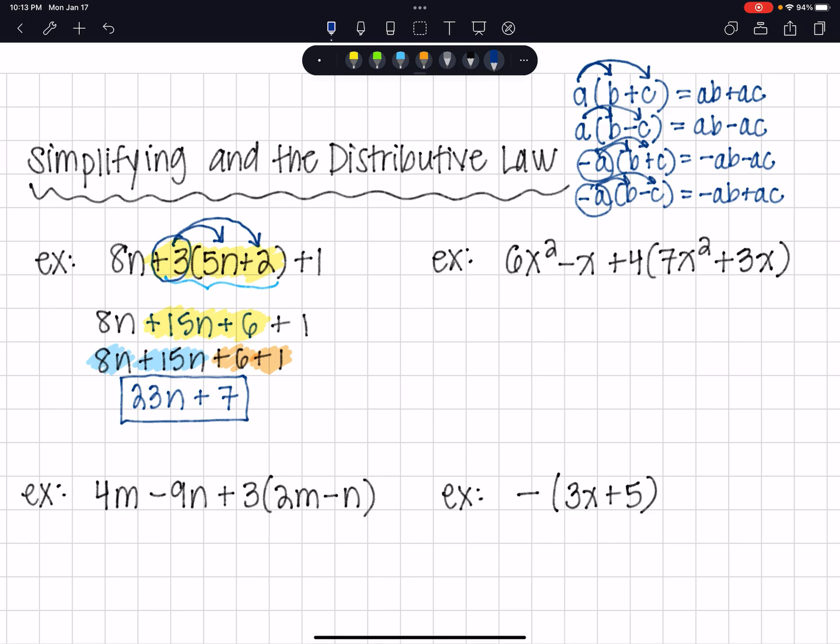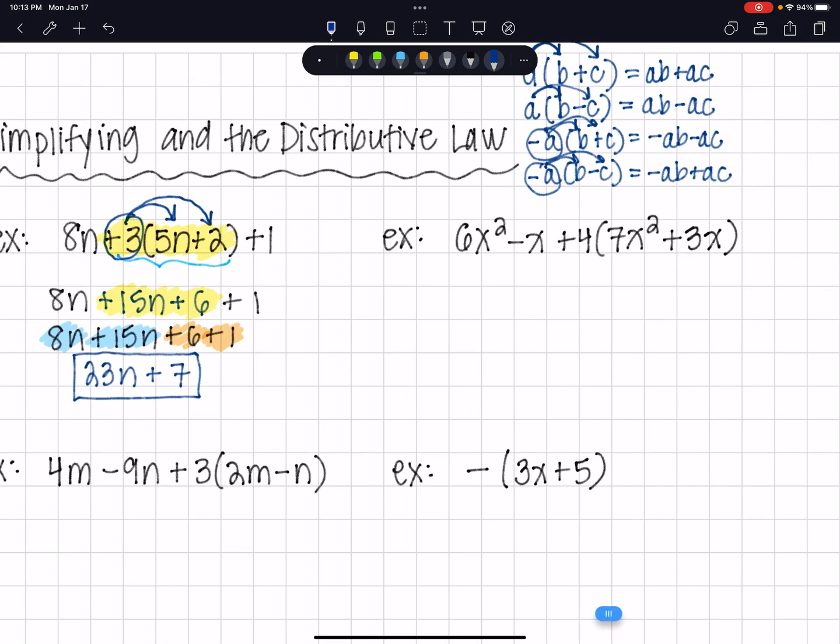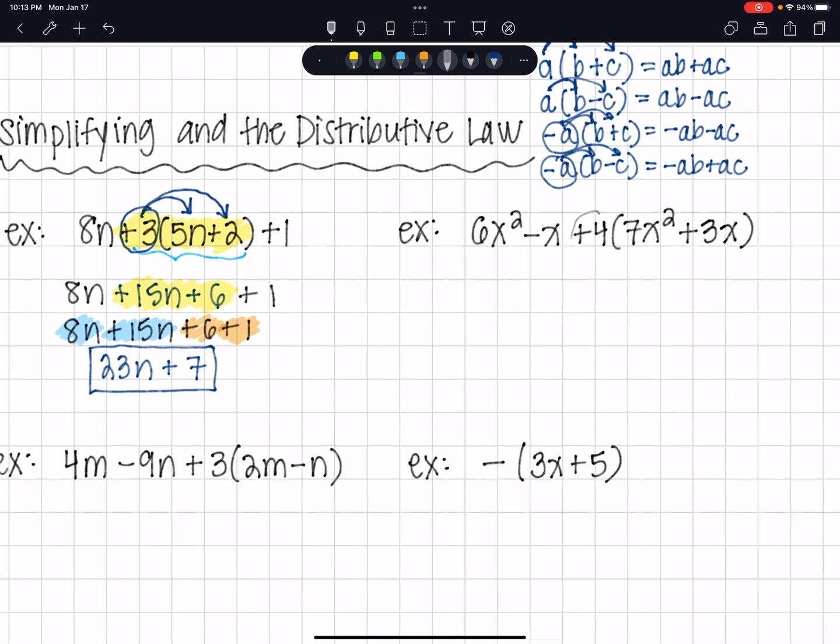Let's try another. 6x squared minus x plus 4 times the quantity 7x squared plus 3x. We're going to take this positive 4 times the quantity, and we're going to multiply that positive 4 through. So we'll have 6x squared minus x, and then positive 4 times 7x squared is positive 28x squared. And positive 4 times 3x is positive 12x.